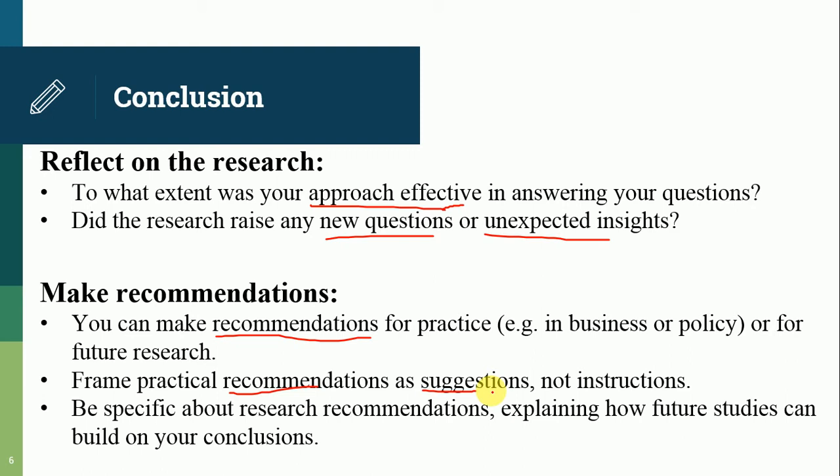So therefore, in conclusion, while you are making recommendations, the suggestion should be in the form of a recommendation, not in the form of instructions. Be specific about research recommendations. You should not talk generally about your recommendations. The recommendations you are making should be specific, related to the topic or to an area. They should not be general or vague, or too broad.